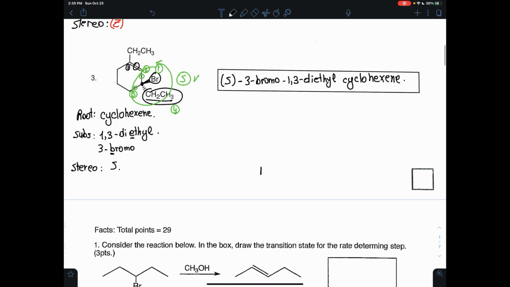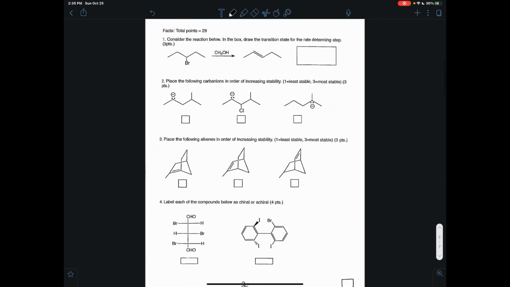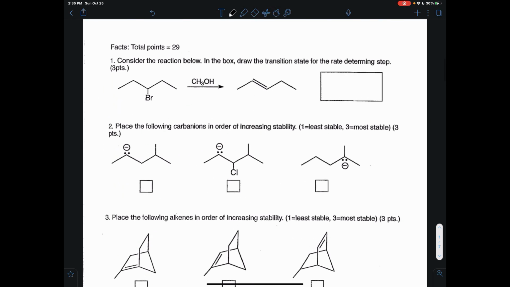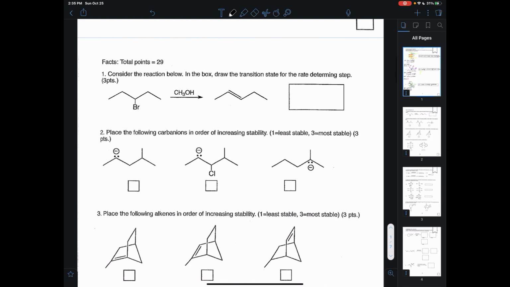Alright, everything's pretty straightforward. So moving on to the facts section, and the biggest part of this test is going to be having SN1 and SN2, right? This is the big part. And there are a couple of things that I should mention now about SN1 and SN2 here.